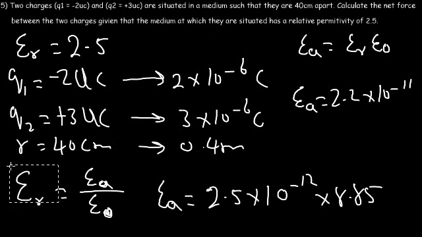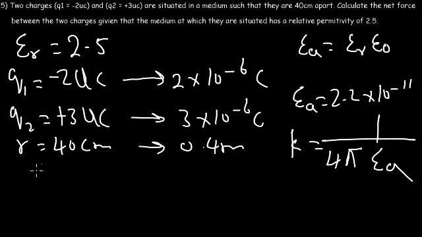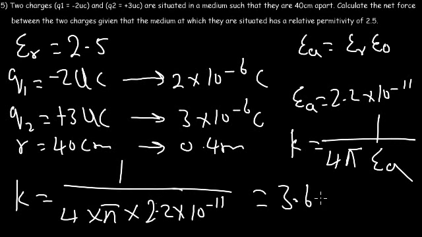So the next step is to get the value of k. In order to get the value of k, that's equal to 1 over 4 pi epsilon sub a. So k will now be equal to 1 over 4 times pi times 2.2 times 10 to the power of negative 11. Let me type that into my calculator as well. So that's 3.6 times 10 raised to the power of 9. So that's the value of k, and that's the one we are going to use right now in order to solve for the electric force.